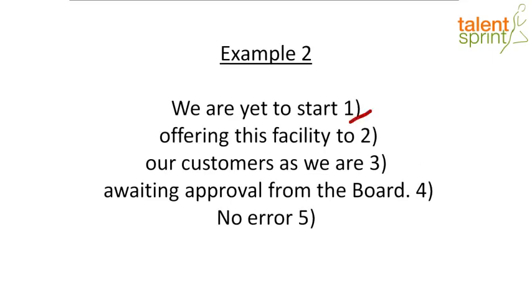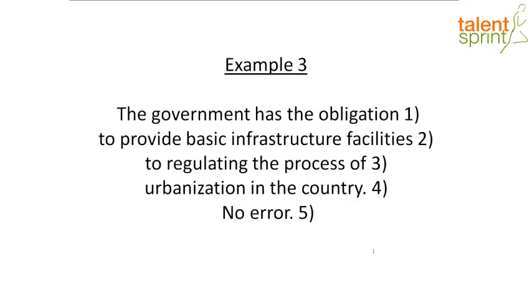Let's look at our third example to identify errors pertaining to infinitives. The government has the obligation to provide basic infrastructure facilities to regulating the process of urbanization in the country. Again, this is an easy one, right? The government has the obligation to provide basic infrastructure facilities. Why? What's the purpose? To, not regulating, to regulate. Base verb form. I don't need the ing form here. Error is in part 3.